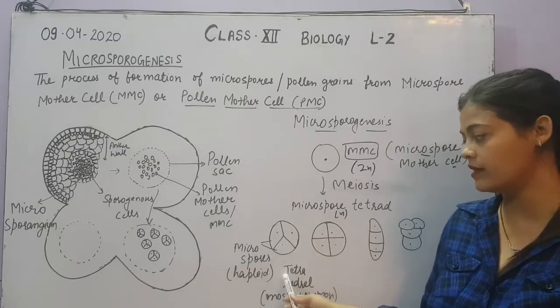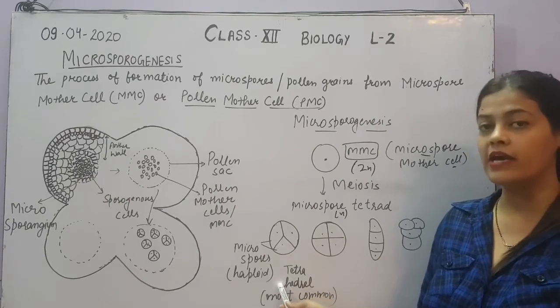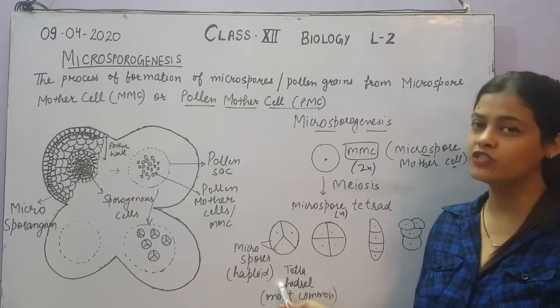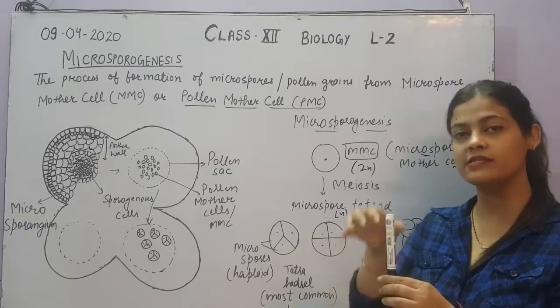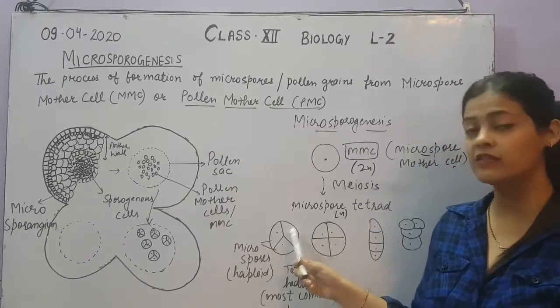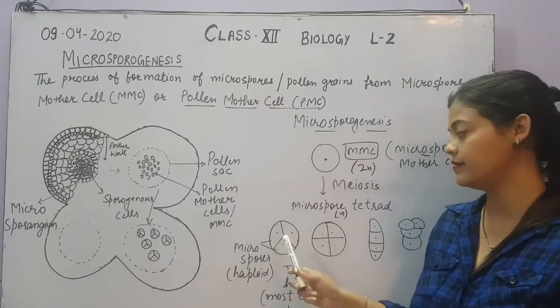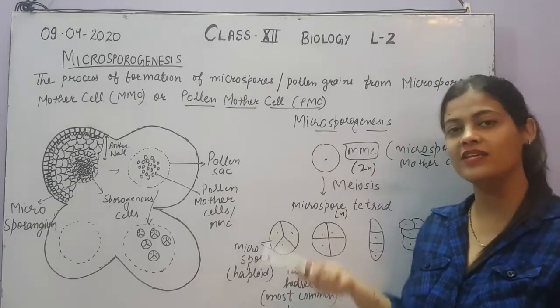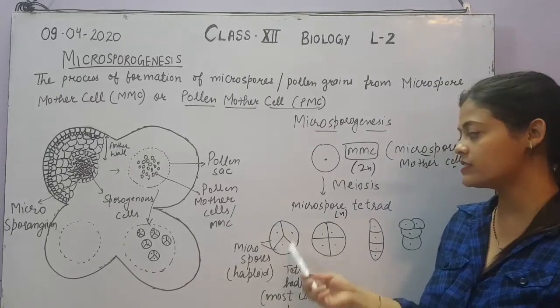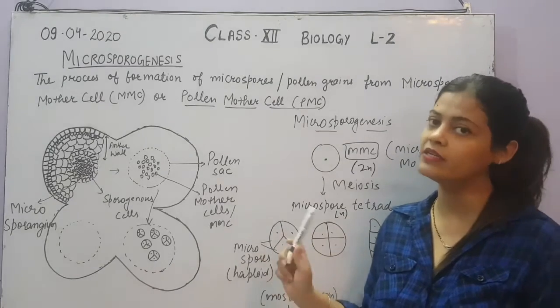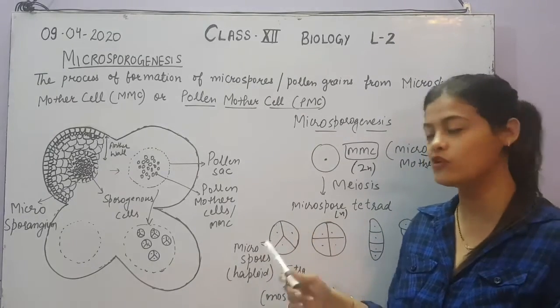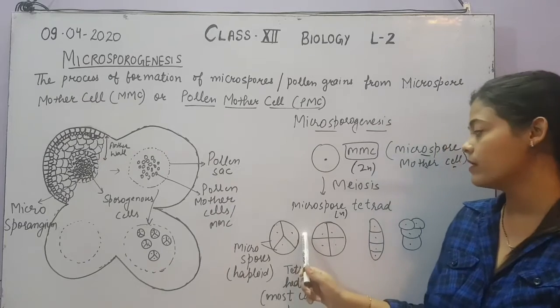4 microspores are there and they are present in the tetrahedral shape. So you know that tetrahedral is a 3-dimensional shape. That is why the 4th microspore is not visible in this. It is at the back side. So 3 are visible and 1 is at the back, which is in the form of a tetrahedral shape, like you have done in chemistry also.